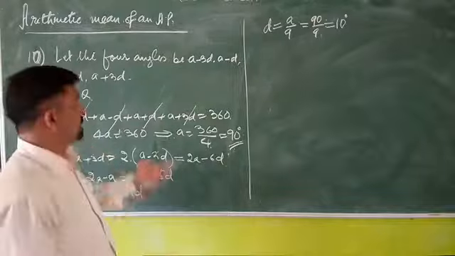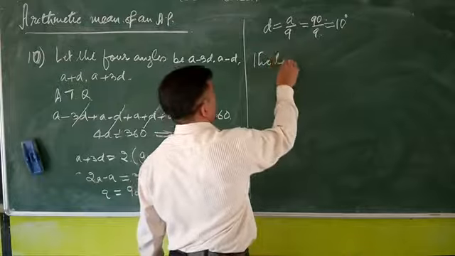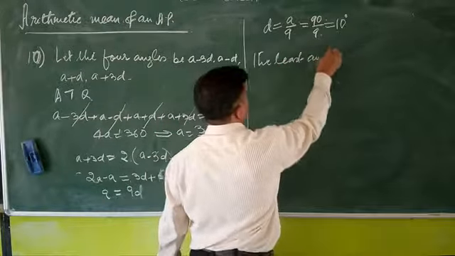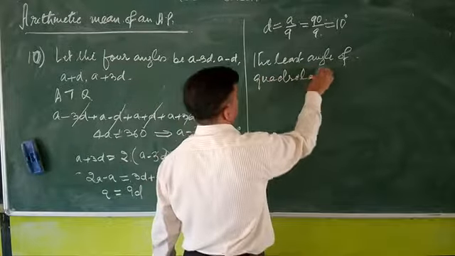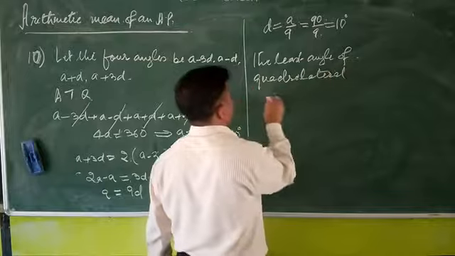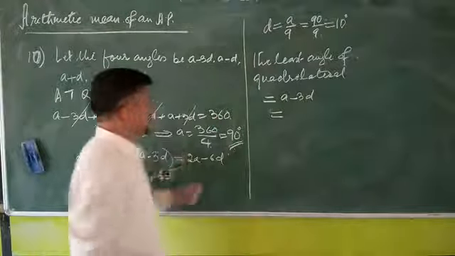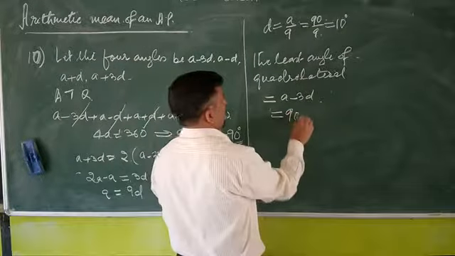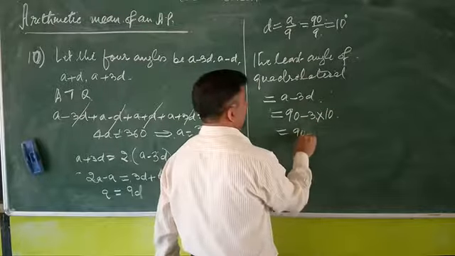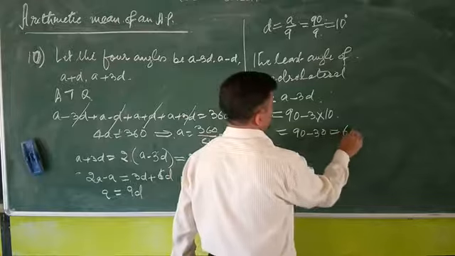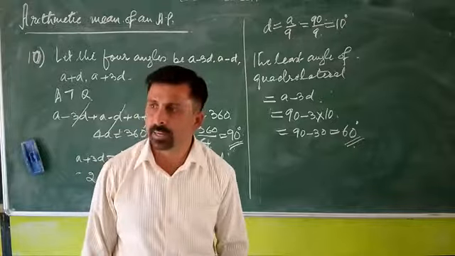Now we have to find the final answer, that is the least angle. So the least angle of the quadrilateral is equal to a minus 3d. Your a is 90, minus 3 into d. d is 10. So 90 minus 30 is equal to 60. Is it okay now? Yes, sir. Thank you.